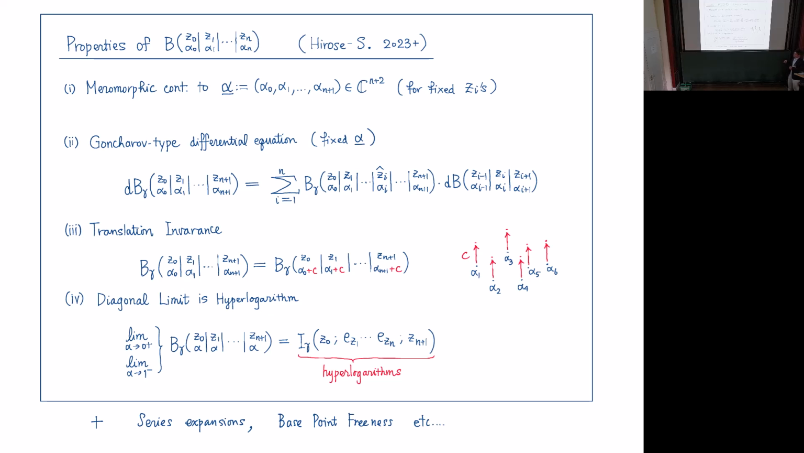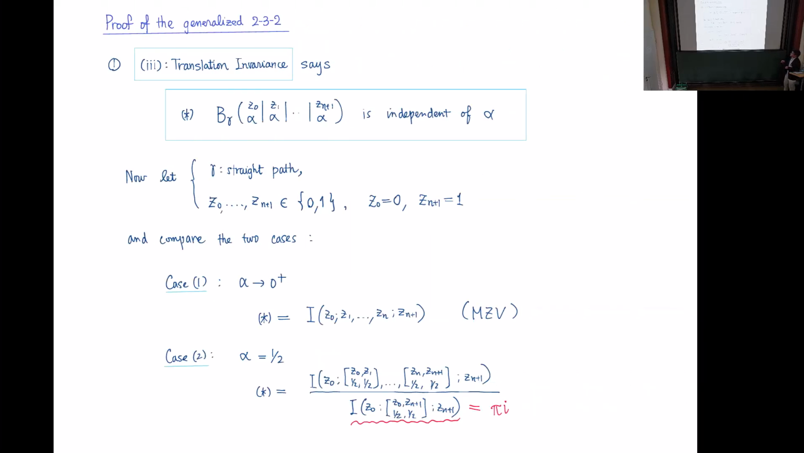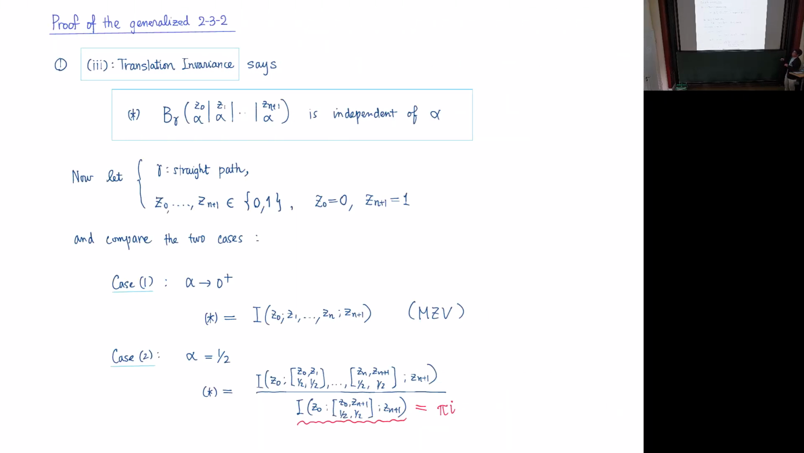And there are also relations with hyperlogarithms. You can take the limit as alpha goes to 0 or 1, and it gives you the classical hyperlogarithm. And particularly because of this property, if you specialize this to the diagonal, the diagonal value is constant because it has translation invariance. So everywhere, it's exactly the hyperlogarithm. Yeah, when you have the diagonal entries.